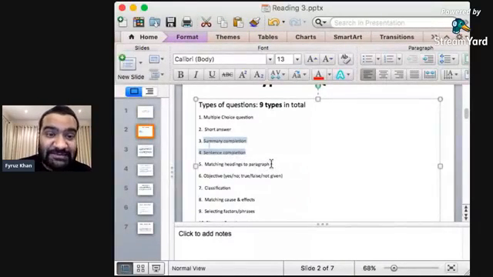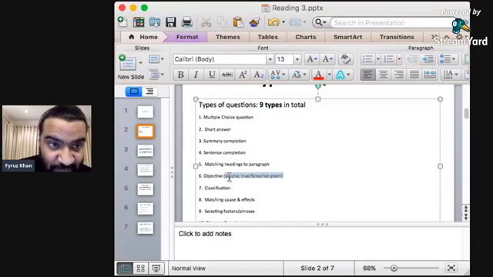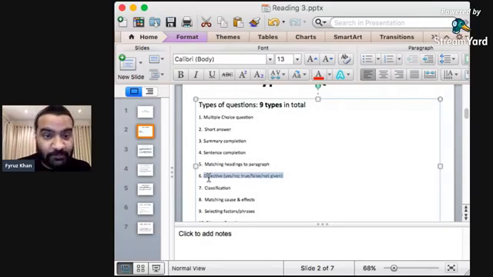We already did matching headings to paragraph. We also did objective type of question, which is yes, no, not given, true, false, not given. And then we have classification, matching causes and effects, selecting factors and phrases, and diagram questions. The first six questions are the most common ones that we know. So right now we are going to do summary and sentence completion. We're going to start with sentence completion.